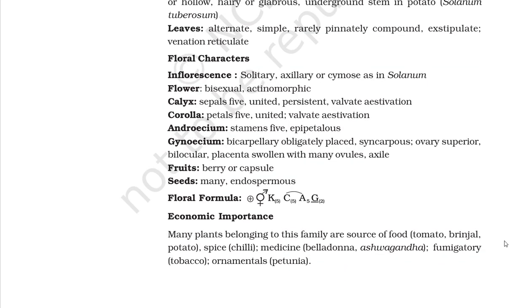Floral characters: inflorescence solitary, axillary or cymose as in Solanum. Flower bisexual, actinomorphic. Calyx: sepals 5, united, persistent, valvate aestivation. Corolla: petals 5, united, valvate aestivation. Androecium: stamens 5, epipetalous. Gynoecium bicarpellary, obliquely placed, syncarpous, ovary superior, bilocular. Placenta swollen with many ovules. Fruits: berry or capsule. Seeds: many, endospermous.